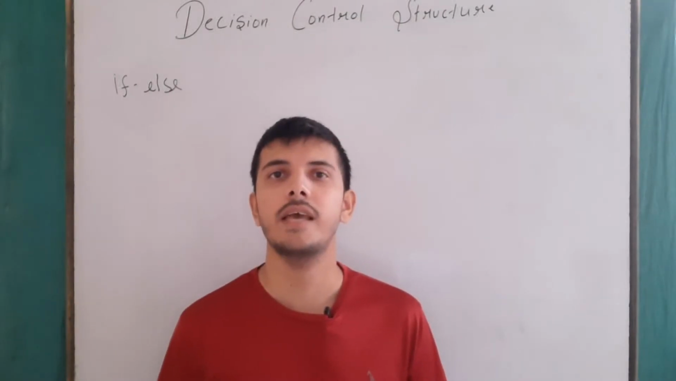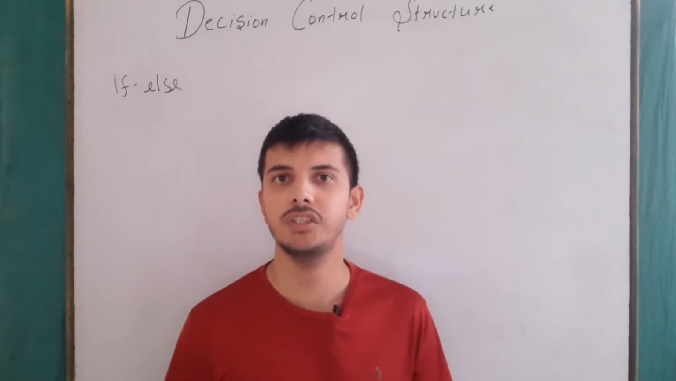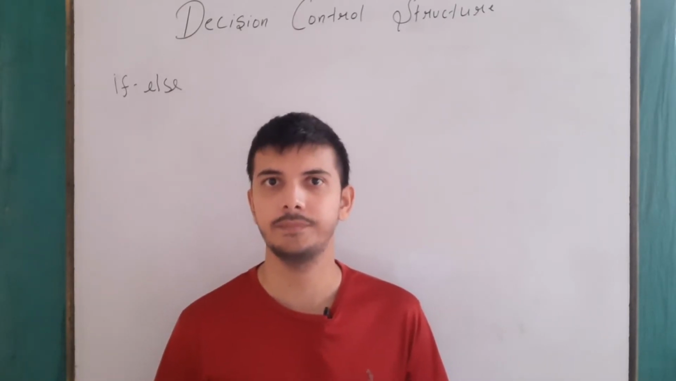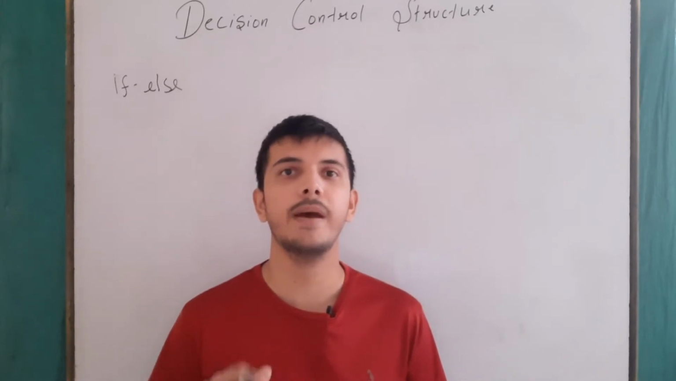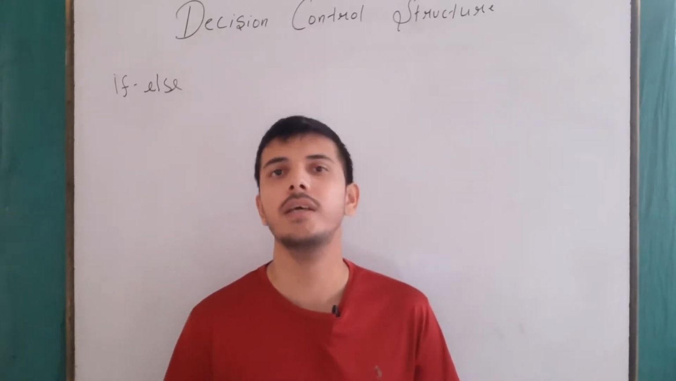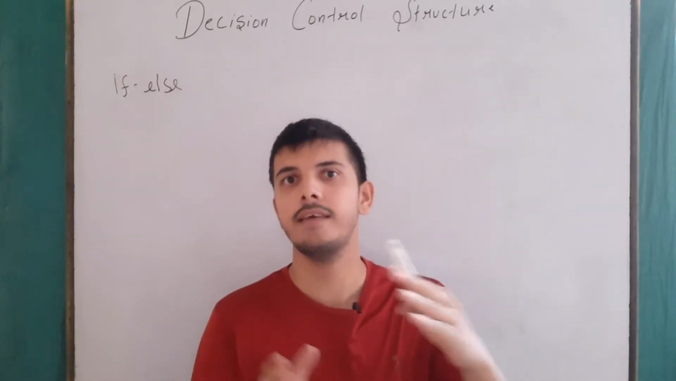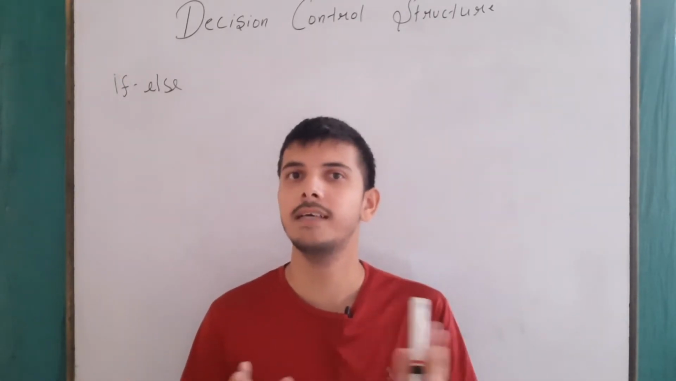There are various actions that we perform based on our conditions, right? For example, whether I can vote or not. To vote, my age should be greater than 18. So here the condition is age, right? If my age is greater than 18, then I will be able to vote, otherwise I will not be able to vote.